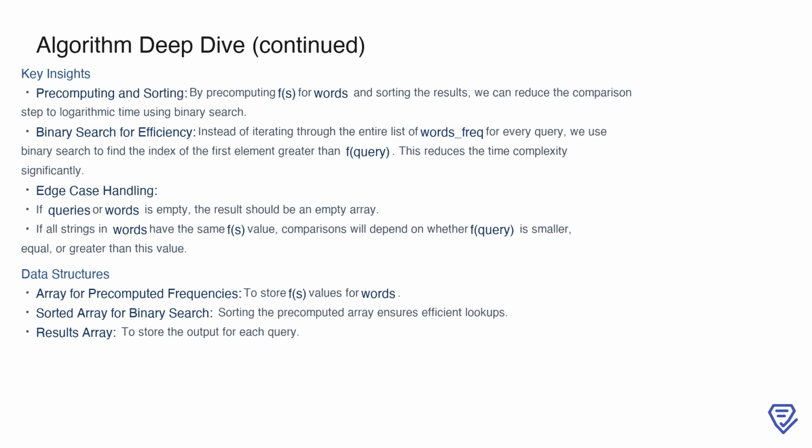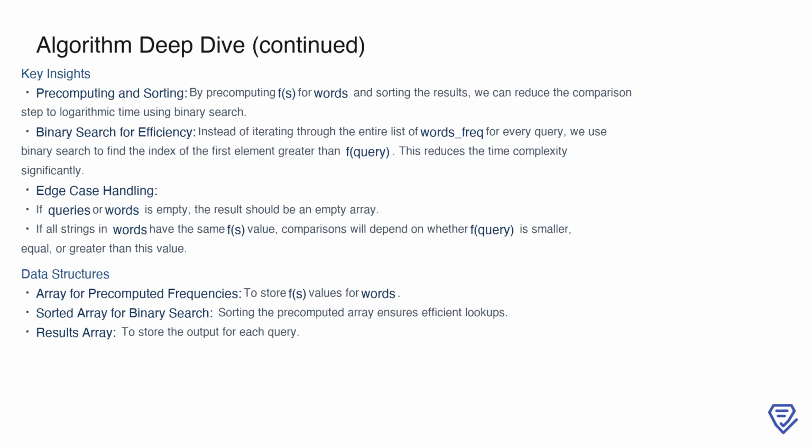By pre-computing the f(s) values for all strings in the words list and sorting the results, we prepare the data for fast lookups. Binary search is used to efficiently find the index of the first element in words_frequency that is greater than f(query). This reduces the time complexity of the comparison step significantly compared to a linear search.